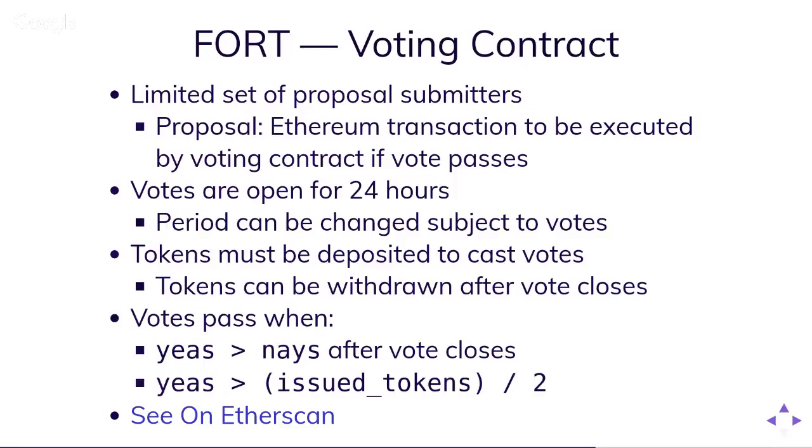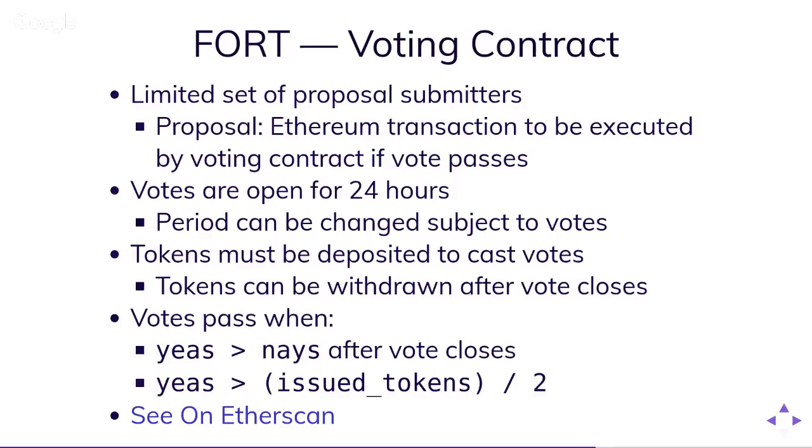So a vote will pass if the number of yay votes exceeds the number of nay votes once the vote is closed. So right now that would be 24 hours. We can change that period. But if the yays are greater than the nays, then the vote passes and the Ethereum transaction can be executed. The other way that a vote can pass faster than the 24-hour period is if the number of yays cast is greater than half the number of issued tokens.